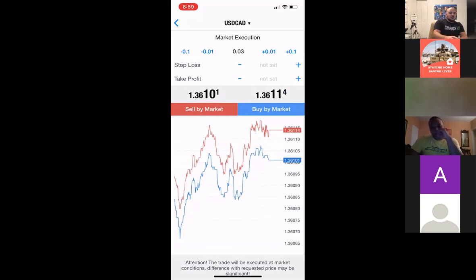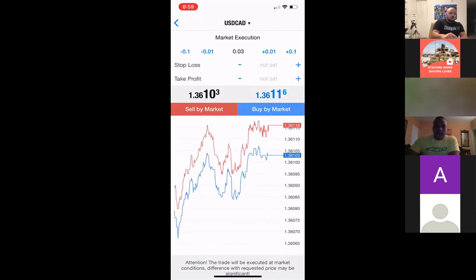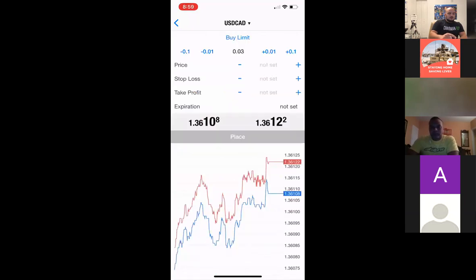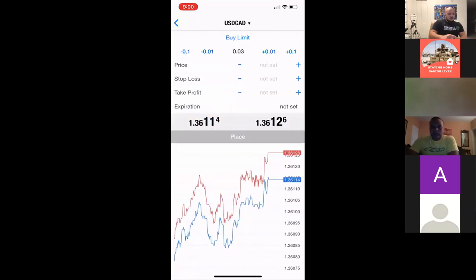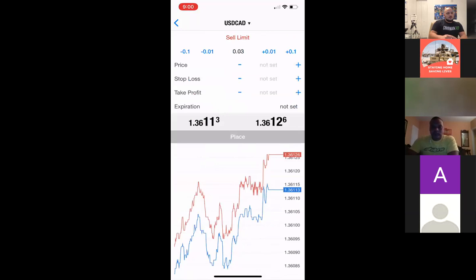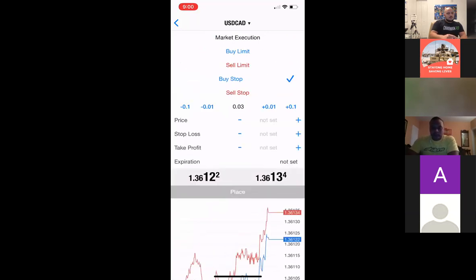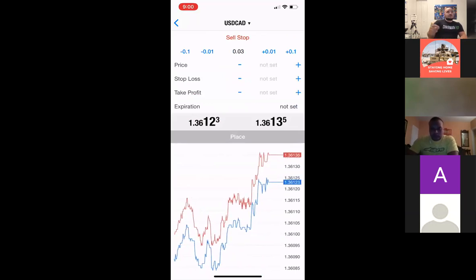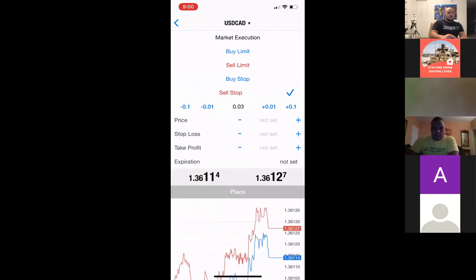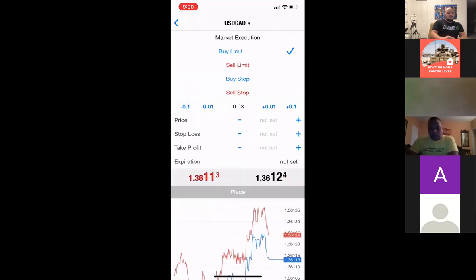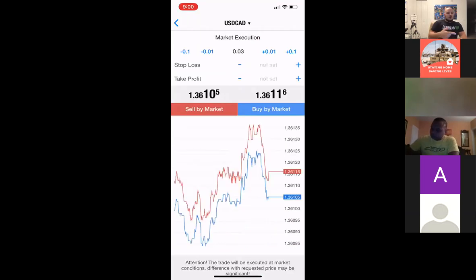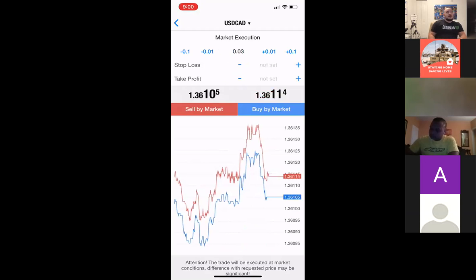You come up here. You see where it says market execution? You're going to press that button. And guess what, guys? Check it out. There's your buy limit. There's your sell limit. There's your buy stop. There's your sell stop. And now, when they're telling you buy stop, sell limit, buy limit, whatever, you come in here and you do it. So really, there's 6 types of trades. Buy limit, sell limit, buy stop, sell stop, and then market execution sell, market execution buy.